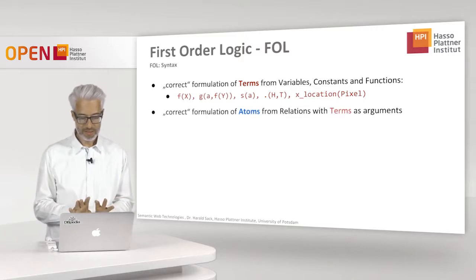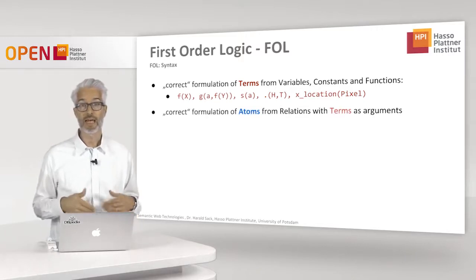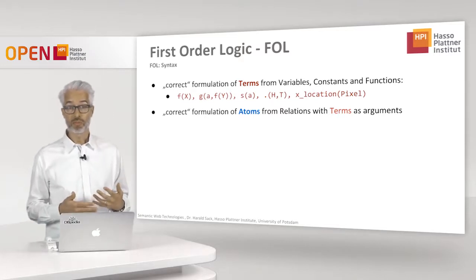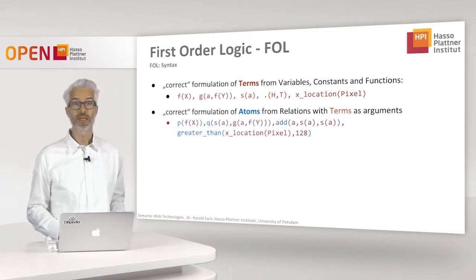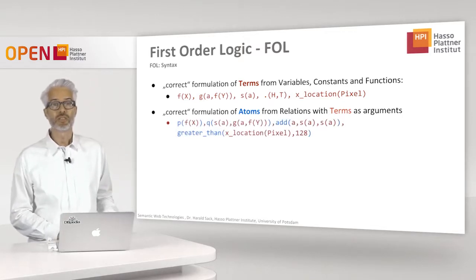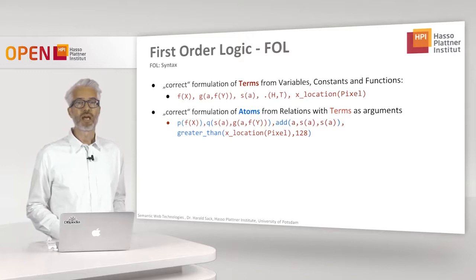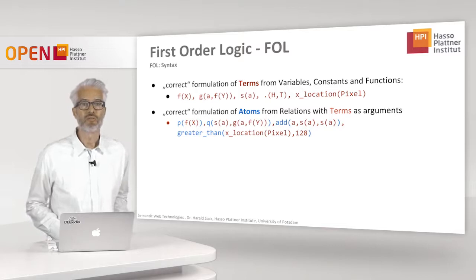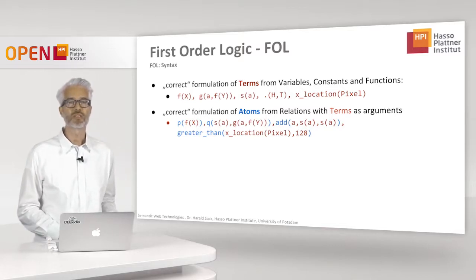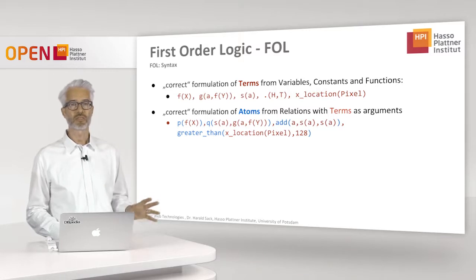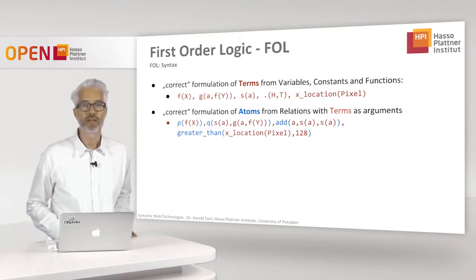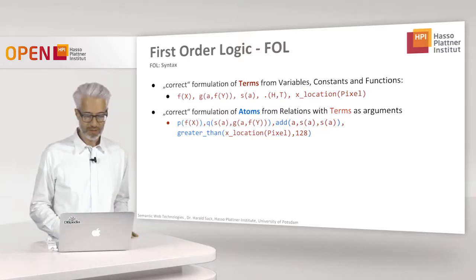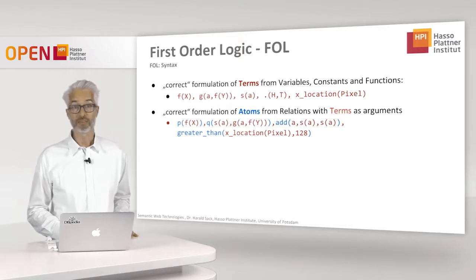So with these terms, next you try to construct so-called atoms. By this, you connect terms with the help of relations. So you see here a few examples of that. Here you have a relation p over a function f of x, for example, or you have the relation q over a function s of a and over a function g of two arguments. One is a constant a, and the second one again is a function over a variable, and so on and so on. So you see you have many possibilities here to create so-called correct atoms.